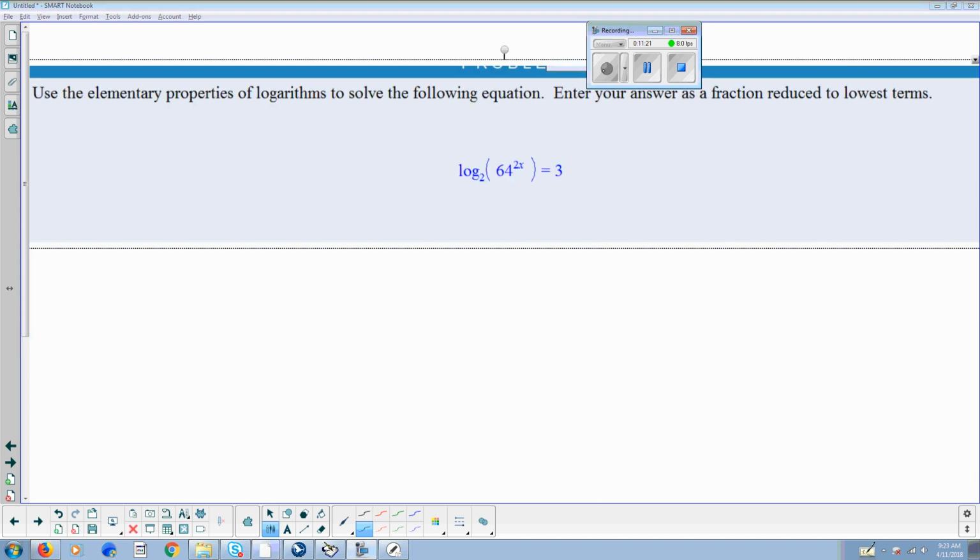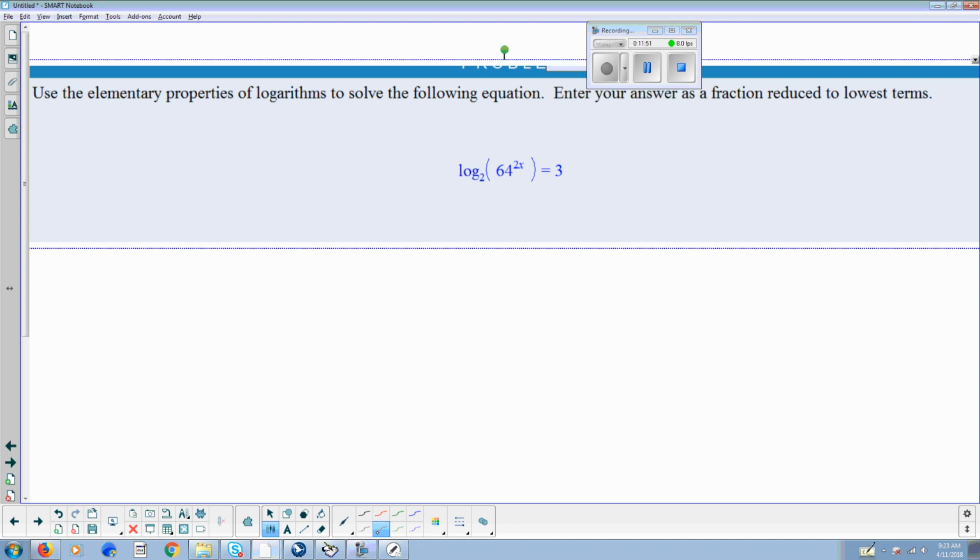Alright, in this problem it says to use the elementary properties of logs to solve the following equation. Enter your answer as a fraction, reduced to lowest terms. So here I have a single logarithm. It's written as a single log. When I'm solving log equations, I want to condense so I have a single log on both sides. Well, this time there's only a log on one side, and it's already condensed. So my next step is to write in exponential form to solve.